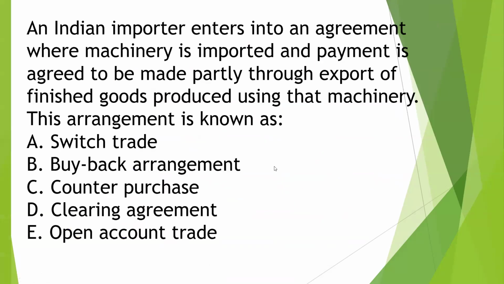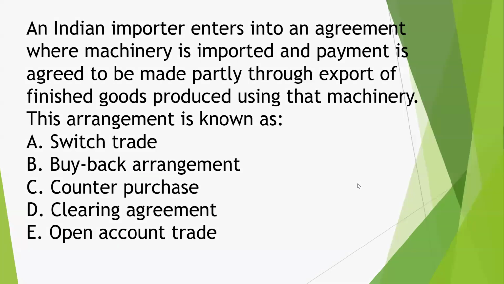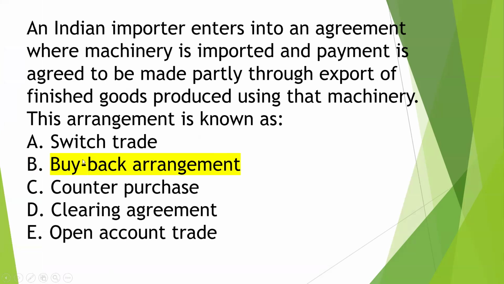Let's see the next question. An Indian importer enters into an arrangement where machinery is imported and payment is agreed to be made partly through export of finished goods produced using that machinery. So this arrangement is known as what? Here an importer from India makes an agreement that the machine we import from you, we will use to produce goods and sell them back to you. So what will it be called? Options: switch trade, buyback arrangement, counter purchase, clearing agreement, open account trade. Let's see what the right answer will be. Correct answer is B, that is buyback arrangement. So friends, this is called a buyback arrangement.